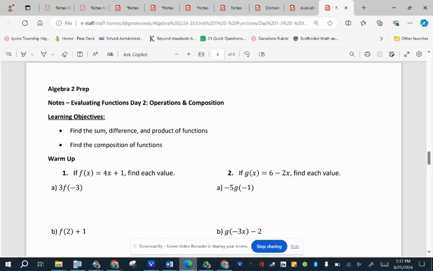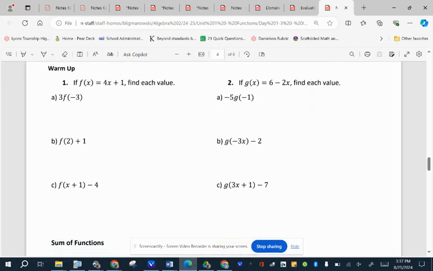In this video, we are going to talk about operations and composition of functions. So first, if you have not completed this warm-up, please pause the video now and give this warm-up a try, and then we'll go over it.